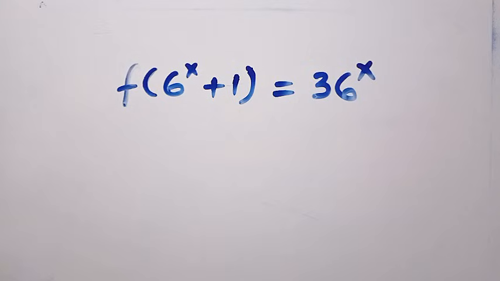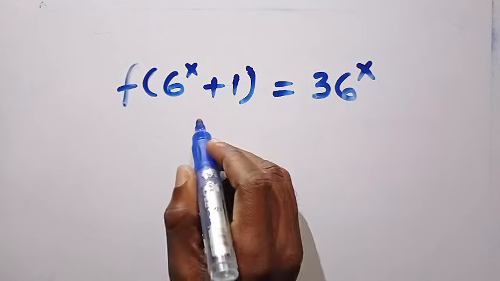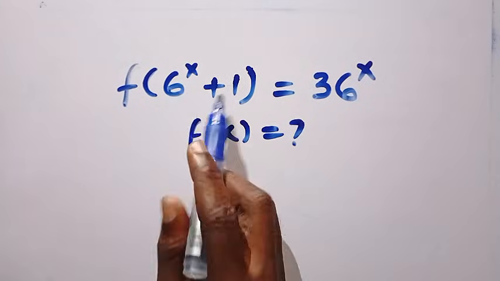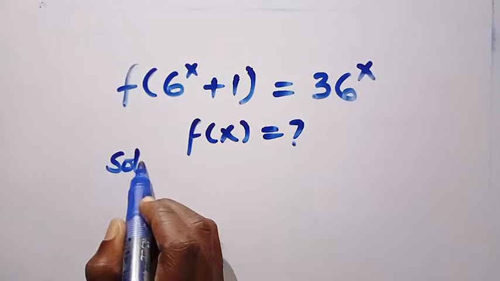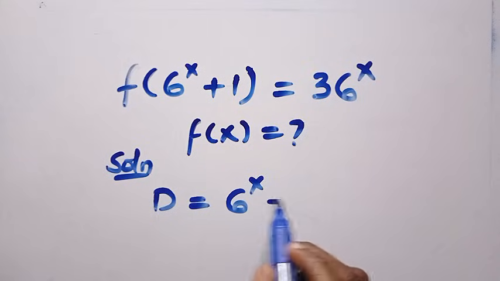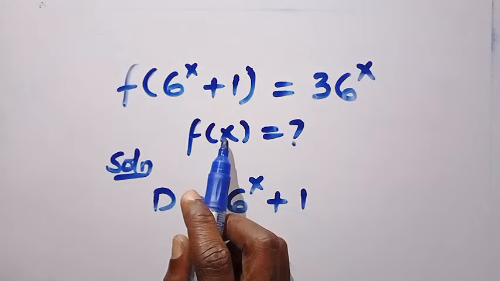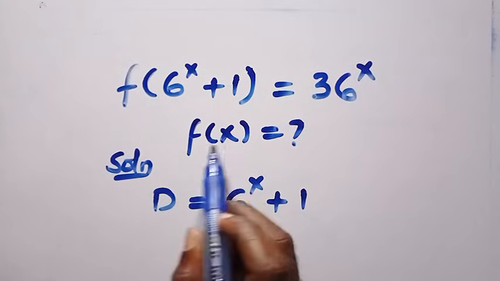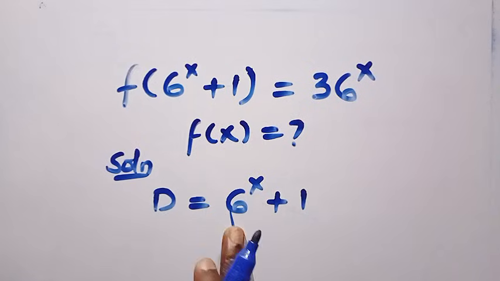Here we have an interesting functional equation: f of 6 power of x plus 1 equals 36 to the power of x. We're interested in finding f of x, but here we have 6 power x plus 1. We know that the domain of this function is given as 6 power of x plus 1. Here is the given domain. But we're interested in getting f of x, nothing like the exponent form. So how can we achieve this? It's very simple, as I'm going to be solving this in two different ways.